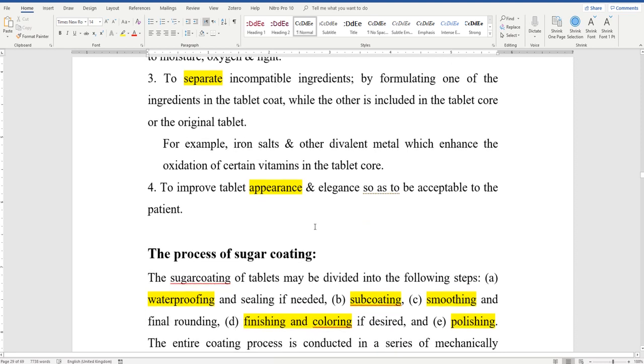Of course, you remember the disadvantages. We said that the size will increase, and you will see also other disadvantages such as the time required to prepare sugar coated tablets, the expertise, and all of these can be considered as disadvantages. And later we will talk also about an additional disadvantage.